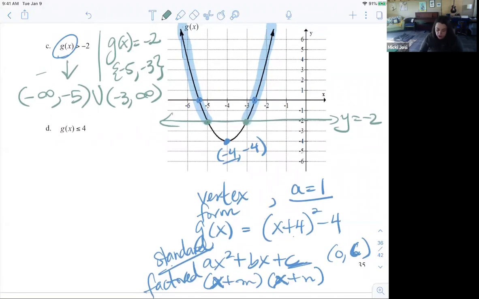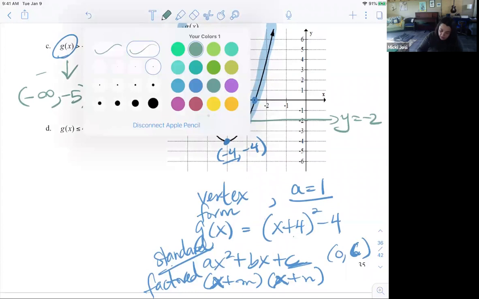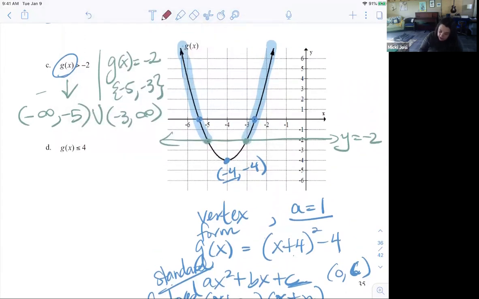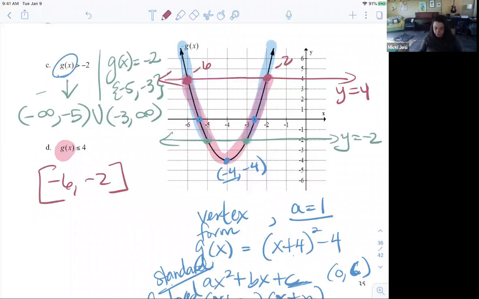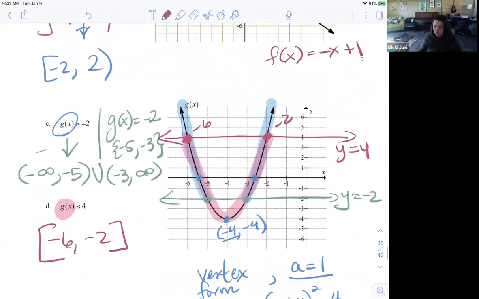Now, if we're saying, where is g of x less than or equal to 4, that's a whole different interval. So I start with y is equal to 4 right here. And then I might highlight where g of x is less than or equal to 4, and that's this whole area. So again, I'm starting with my points of intersection. I have -6 as x, right? And I have -2. And so since we're less than or equal to, we have -6 to -2, that's our interval. And I just did them all in interval notation.